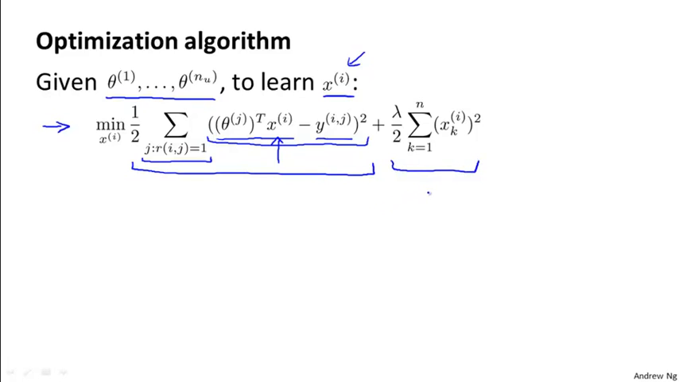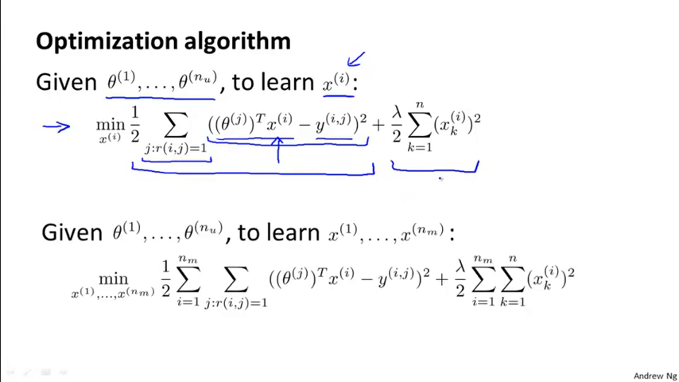So this is how we would learn the features for one specific movie. But what we want to do is learn all the features for all the movies, and so what I'm going to do is add this extra summation here. So I'm going to sum over all n subscript m movies, and minimize this objective that sums over all movies. And if you do that, you end up with the following optimization problem. And if you minimize this, you have hopefully a reasonable set of features for all of your movies.